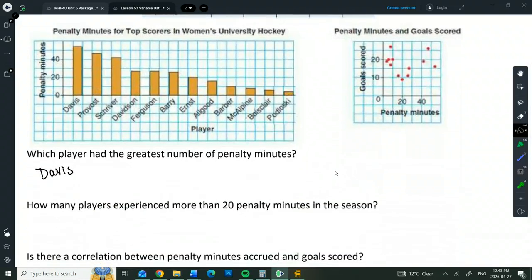How many players experienced more than 20 penalty minutes in the season? So if we look at our bar graph, how many of the bars are going above 20? 6, yeah. This one doesn't count because it just reaches 20. This one says more than 20. So that would be all of these first 6 that go above the 20 line there. Okay, so 6 players.